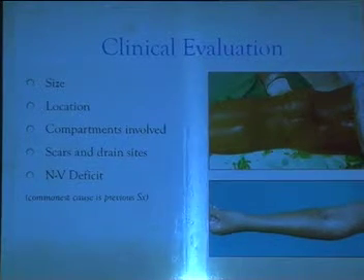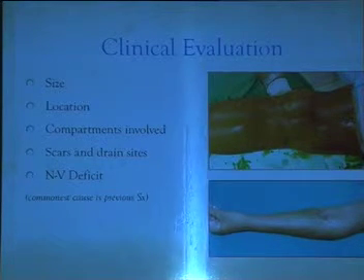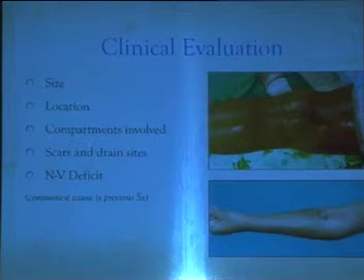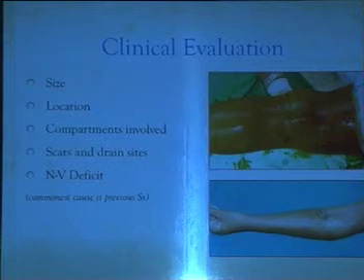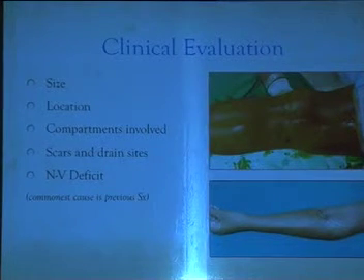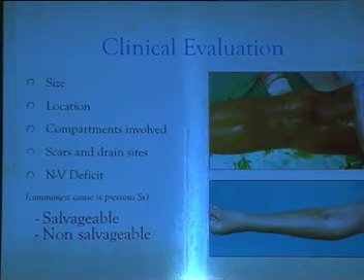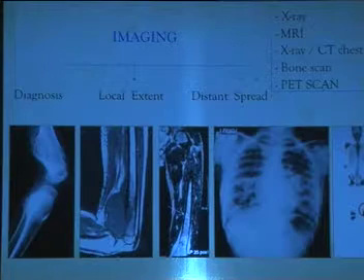So as far as the clinical evaluation goes, I will just brief because all this has been discussed. We see the size, location, the different compartments involved. You always need to see the previous history of the treatment taken, the sites of the scars and the drains, which is very important, and whether there is a distal neurovascular deficit. And depending upon all these clinical parameters, you will come to a clinical diagnosis whether you will be able to salvage that limb or not.